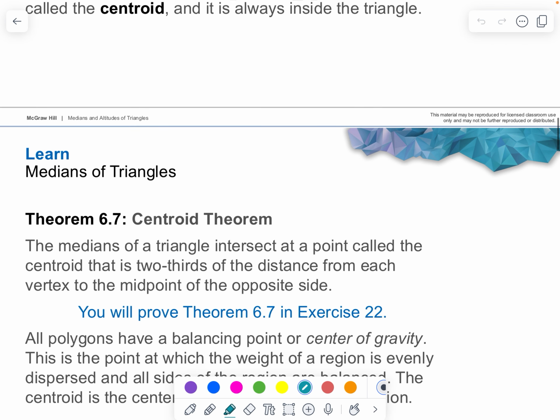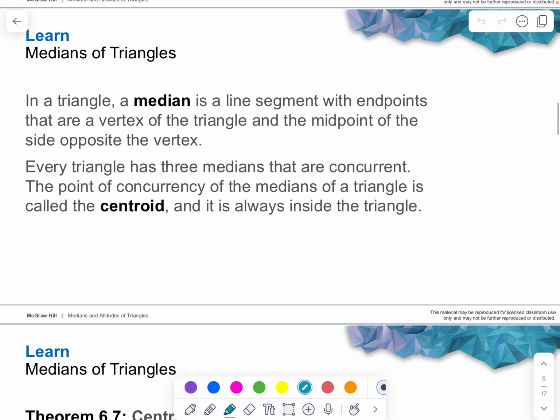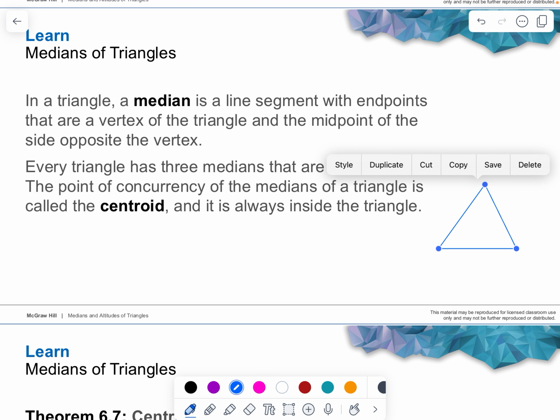Okay, and they don't have a picture for us, so I'm going to draw us a picture of what that looks like. So here we go, we got a triangle. Oh, that's a terrible triangle. Okay, here's a triangle. This one starts at a vertex and it goes to a midpoint. And here is a median. That is the median. Okay? And if we connect all three medians, they will meet up at a point of concurrency.